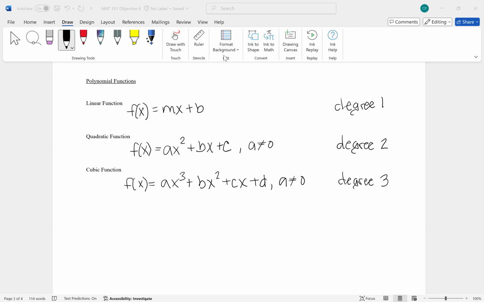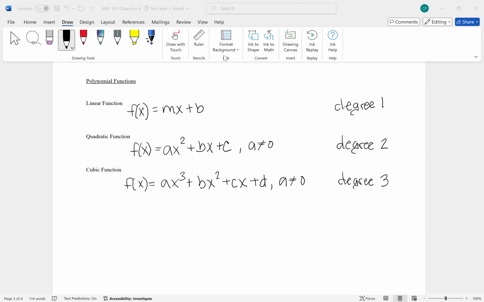So now let's transition into functions. Okay, so these are 3 types of polynomial functions, what the function kind of looks like, and what the degree would be. So if you took Math 130, in that class, we looked at linear functions. That is f of x equals mx plus b, which has a degree of 1.